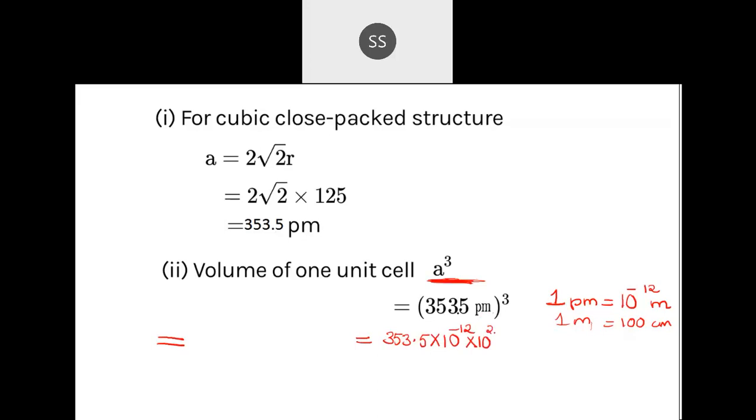And then you have to cube them up. This will give you the answer in centimeter. Now 10 to the power minus 12 plus 2 will be how much? Minus 10. Now cube this and tell me. Minus 10 into 3 will give you 10 to the power minus 30. And this cube value you have to tell me now. 353.5, the whole cube, is how much?